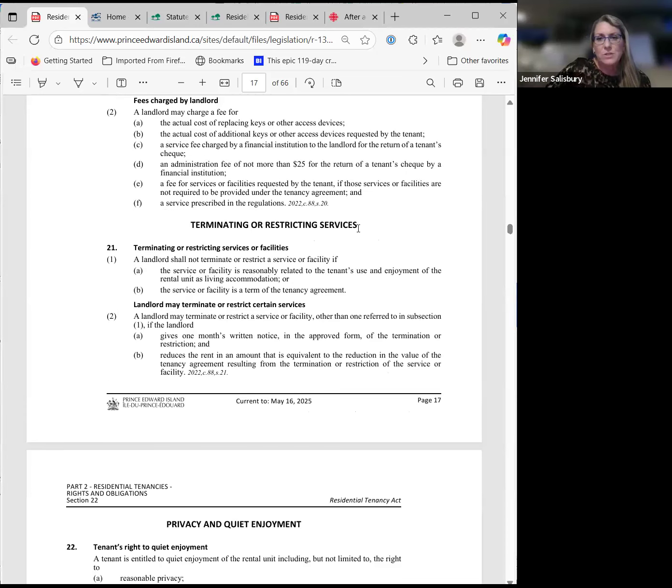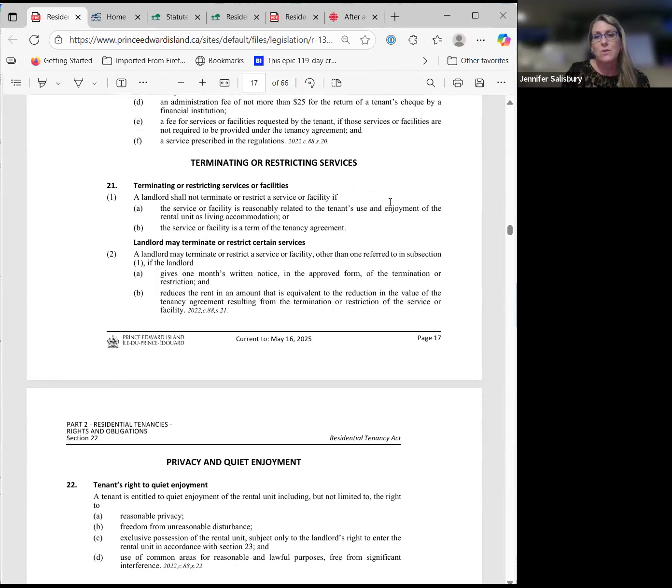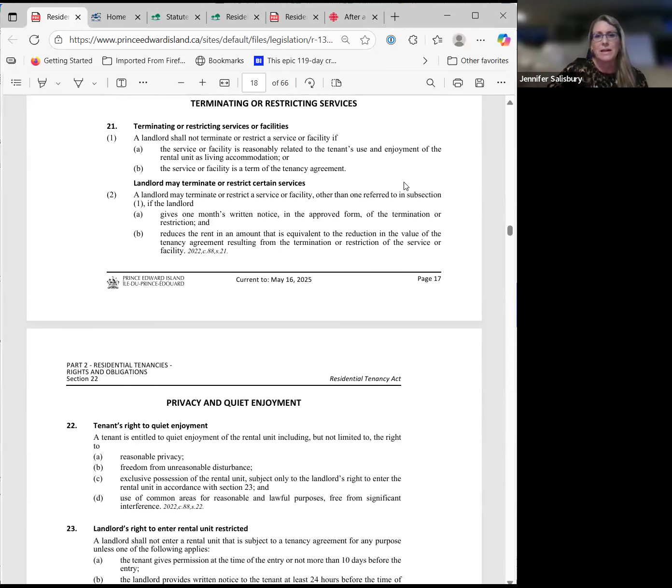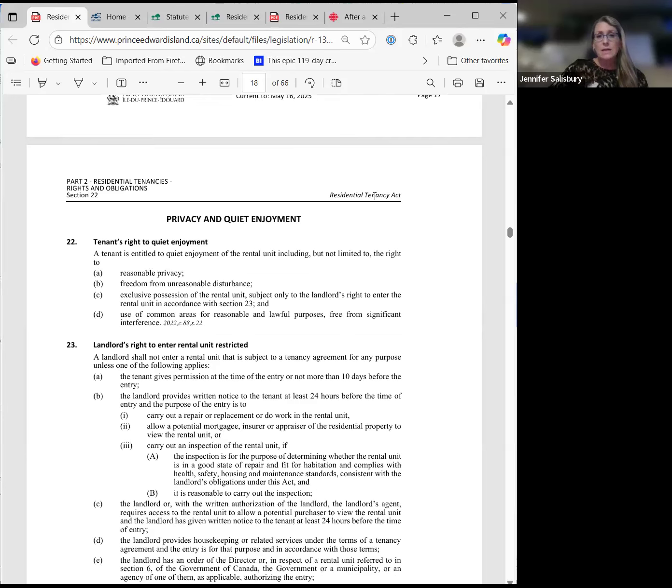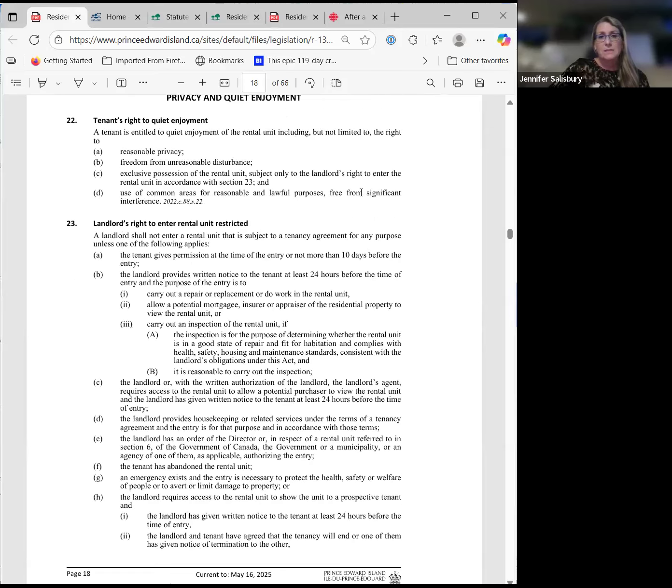Okay, so terminating or restricting facilities. A landlord shall not terminate or restrict a service or facility if the service or facility is reasonably related to the tenant's use and enjoyment of the rental unit as a living accommodation, or it's a term of the tenancy agreement. Basically, if you agree to do it, you have to provide it. You can't not provide it. But you may, as a landlord, terminate or restrict certain services in PEI if the landlord gives 1 month notice in the approved form of the termination of such service or facility, and you have to reduce the rent in the amount equivalent to that value. That makes sense. Tenant's right to quiet enjoyment, that's pretty standard.